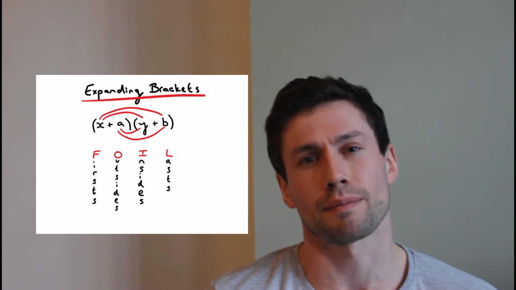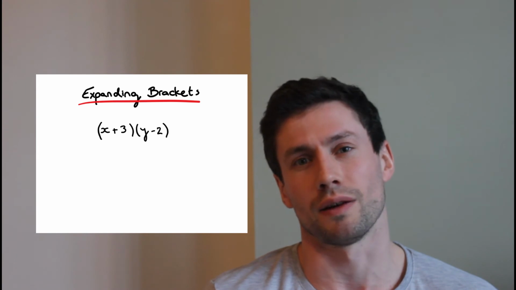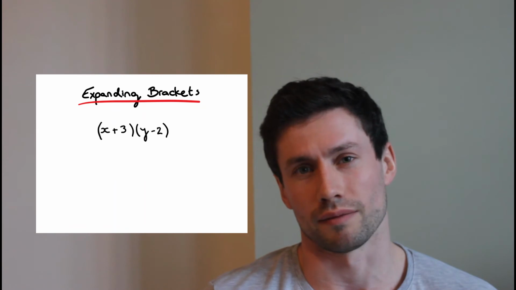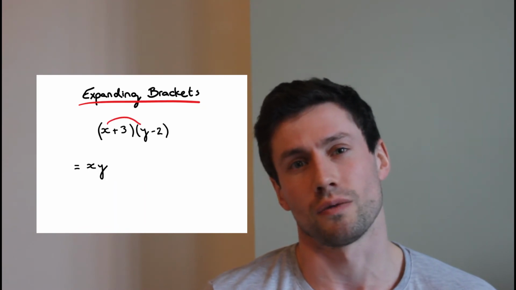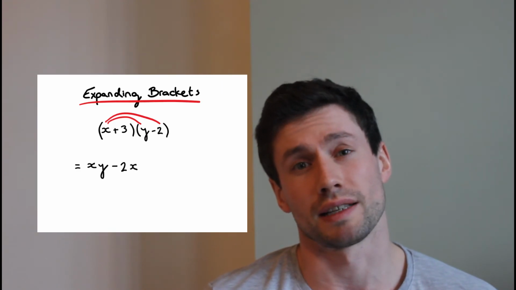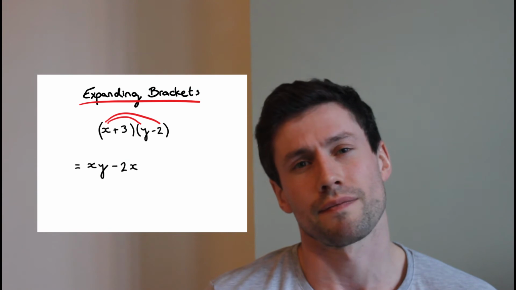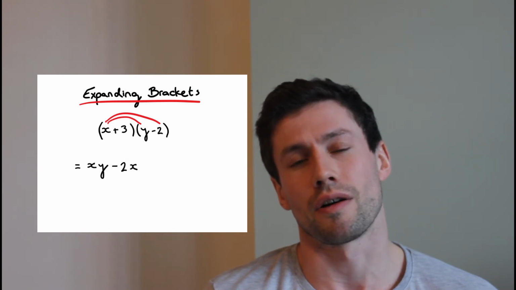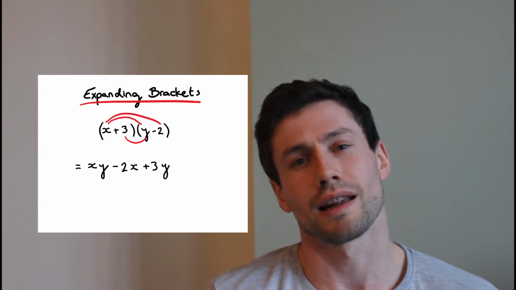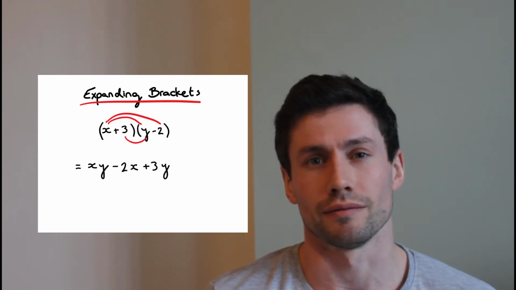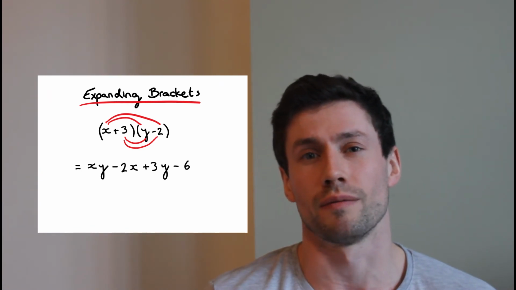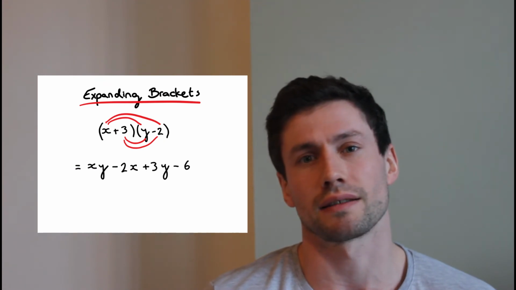Let's say we had x plus 3 multiplying with another bracket which was y minus 2. The firsts here are x and y, and they multiply together to give us xy. The outsides here are x and minus 2. These multiply together to give us minus 2x. The insides here are plus 3 and y, multiplying together to give us plus 3y. And the lasts are plus 3 and minus 2. These multiply together to give us minus 6. And there we have our four terms in the expansion of our two brackets.